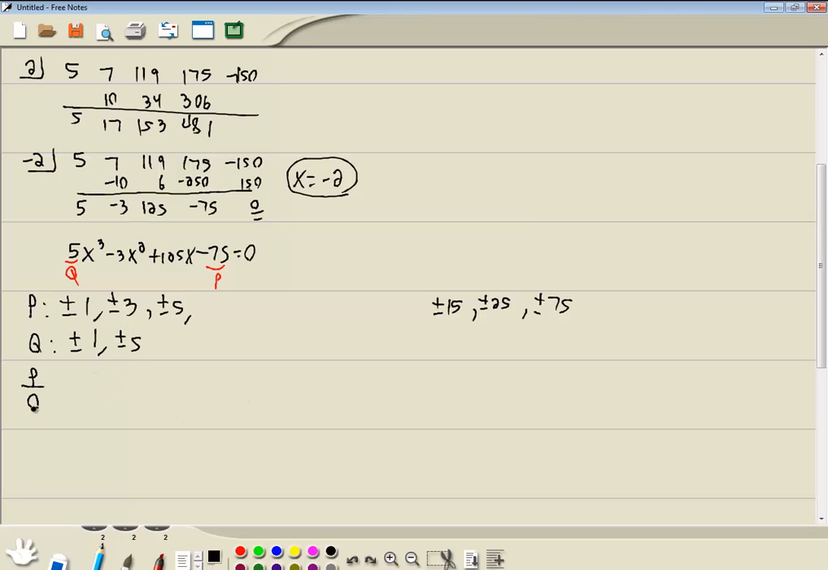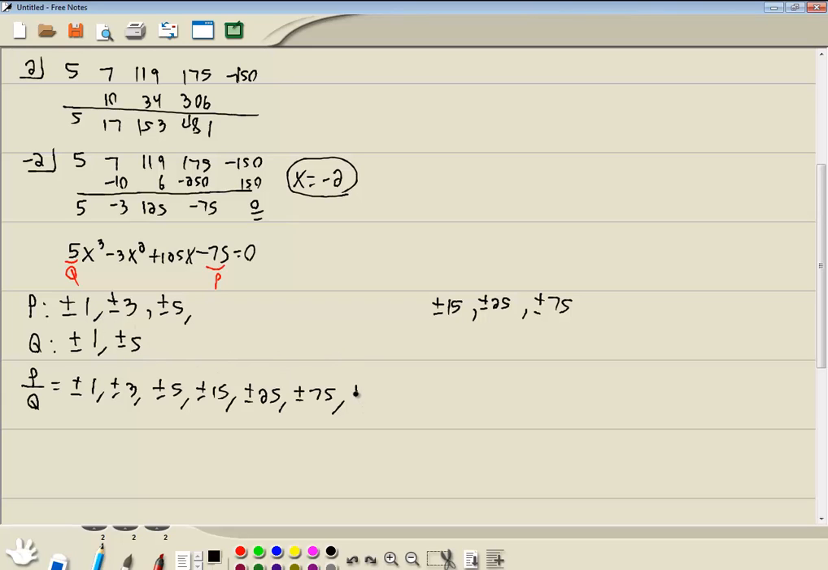Way back when I learned this in college algebra, they didn't tell us to do that. They had us go off our original list. Now I'm going to take each one of these p values and put it over the q. So 1 over 1, 3 over 1, 5 over 1, 15 over 1. Just gives us all the values of p. So we got 1, 3, 5, 15, 25, 75. And then I'm going to take each one of these and put them over the value of q.